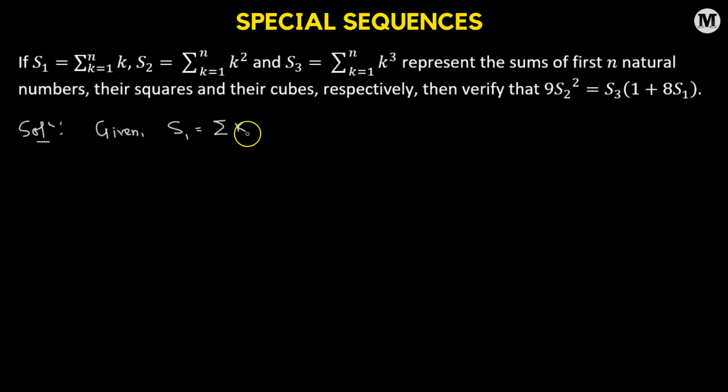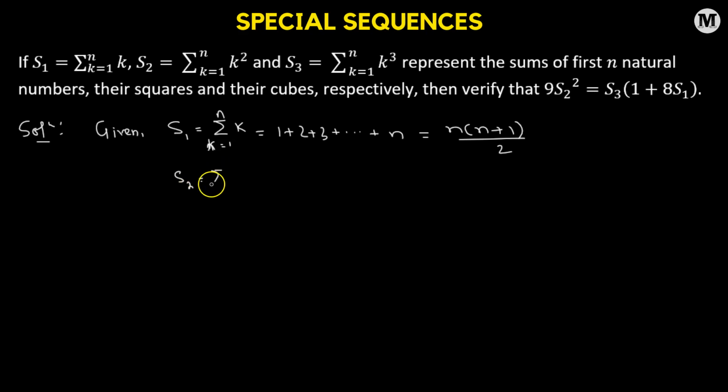So here in the problem, it is given that S1, that is the sum of the first n natural numbers, is represented by summation of k, where k runs from 1 to n. If we expand this, it is simply 1 plus 2 plus 3 all the way up to n. And we know there's a standard formula for the sum of the first n natural numbers. That's given by n times n plus 1 divided by 2. So this is S1.